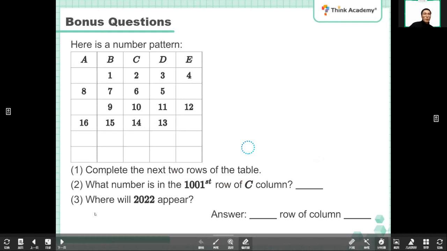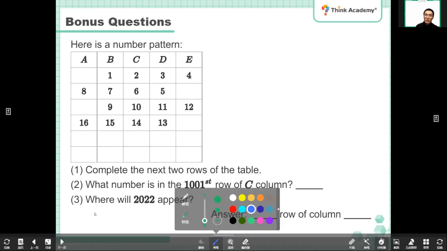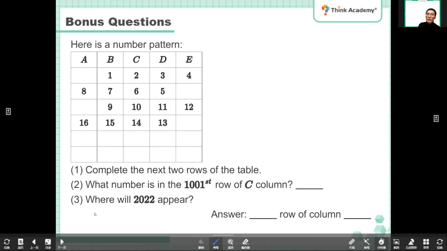So here's a number pattern. We have a number table with A, B, C, D, E, 5 columns, and with an infinite number of rows. The first question is asking us to complete the next 2 rows of the table. It is easy. We're just writing consecutive numbers. Just be careful with the order. Be careful with the direction.